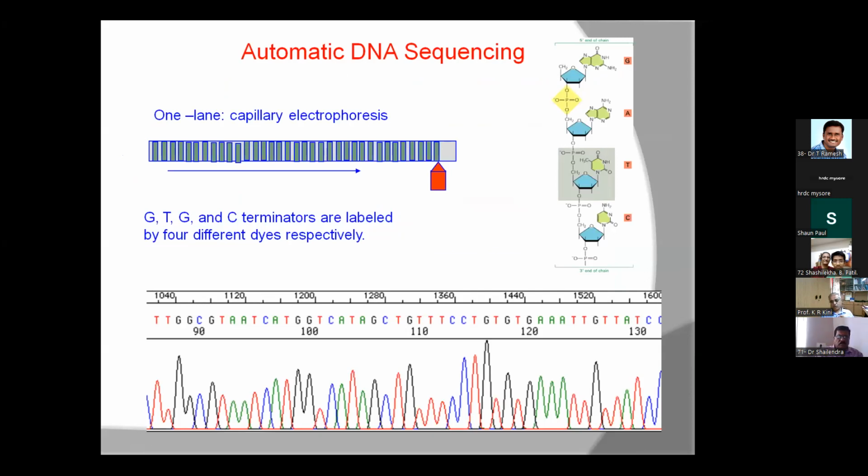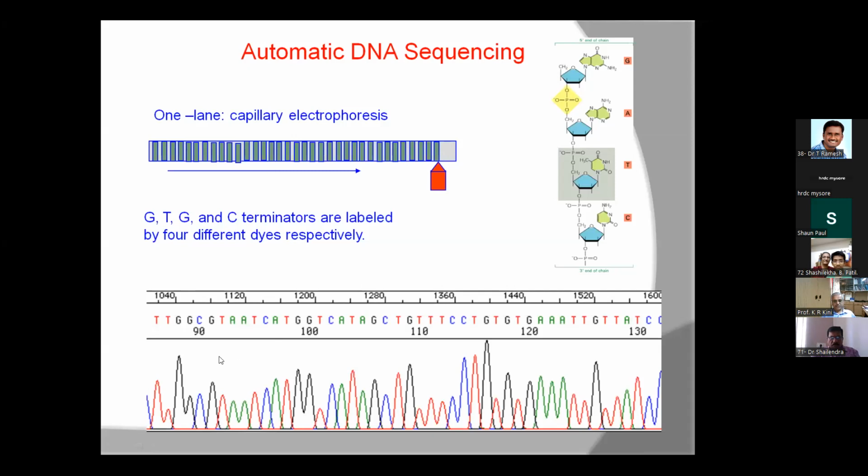So this process was automated. Radio labels were replaced with fluorescent labels. Each dideoxynucleotide was labeled with a different fluorescent dye, so each of the DNA pieces had different labels, and they were separated not on polyacrylamide gel but on capillary machines, capillary electrophoresis, because of which it was completely automated. And this is still in use.